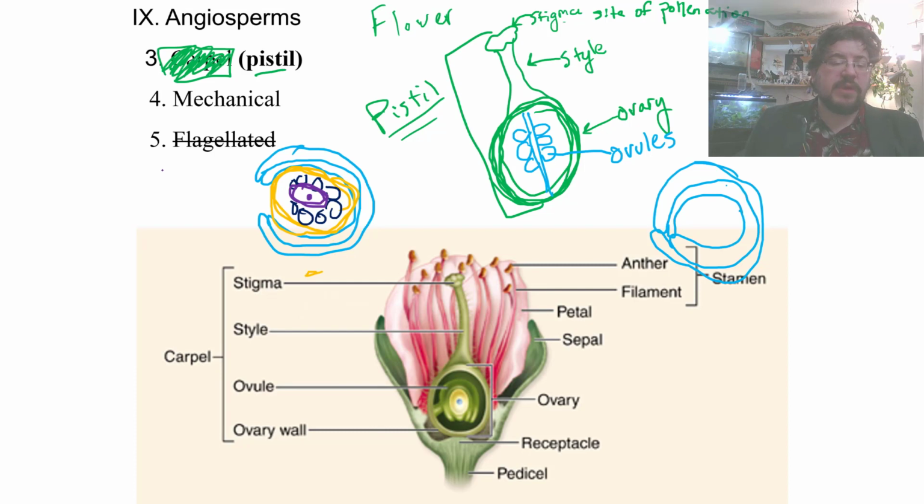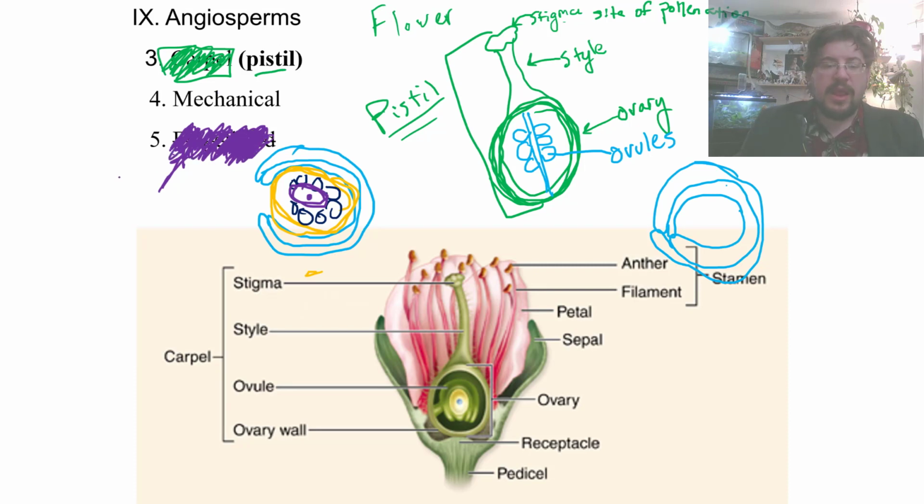Okay, gymnosperms had an exception to the there's no flagellated sperm, right? Ginkgo biloba had flagellated sperm. Well, guess what? In angiosperms, it is universal. There are no flagellated sperm whatsoever in the angiosperms. Flagellated sperm can go swim away.